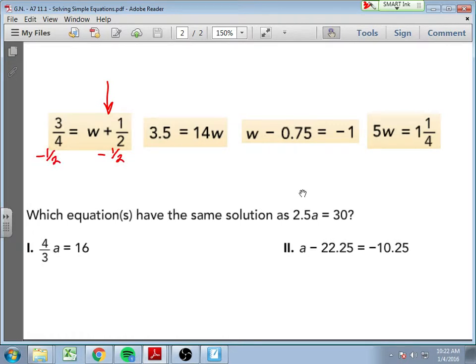Another way to think of 1/2, but in fourths, is 2/4. So 3/4 minus 2/4, we get W equals 1/4.